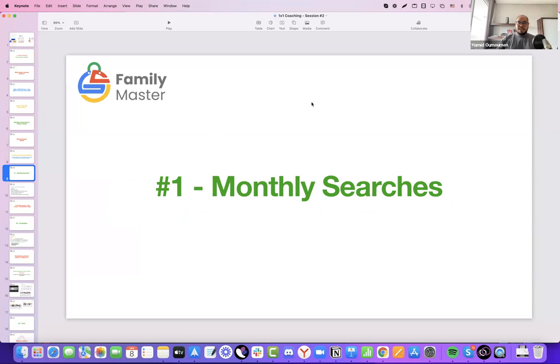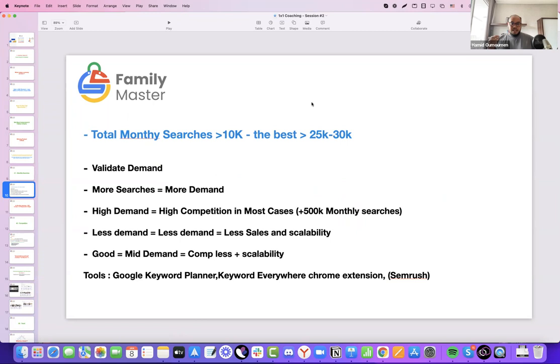It's monthly searches. Why? Because monthly searches define the demand. For example, in a market where 10 people are looking for something, 10 people is nothing. Okay, 100 or 1,000 is nothing. The reason we choose monthly searches as the first criterion is that it helps us validate the demand on those products or markets. More searches equal more demand, and high demand equals high competition.